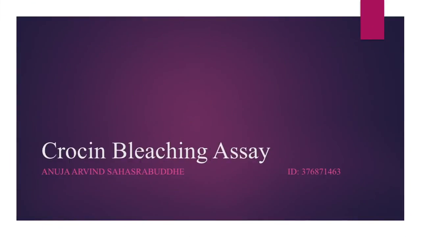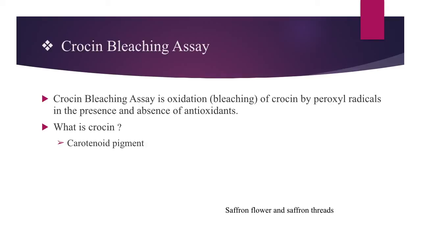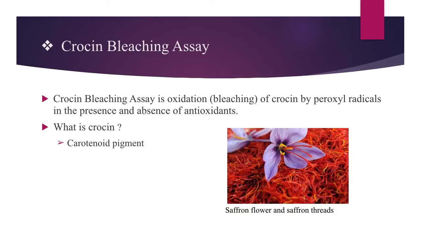So the last is the crocin bleaching assay. What is the crocin bleaching assay? It is oxidation or bleaching of crocin by peroxyl radicals in the presence and absence of antioxidants. That is, it measures the inhibition capacity of antioxidants in bleaching of crocin. So what exactly is crocin? It is a carotenoid pigment naturally derived from the saffron flower. It is responsible for the color of saffron threads, which you can see here. It is a HAT type assay.